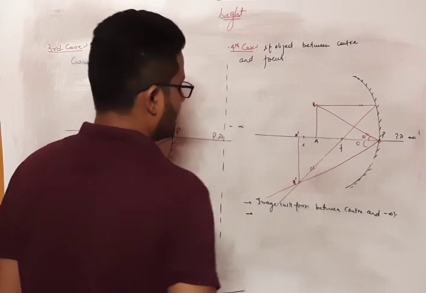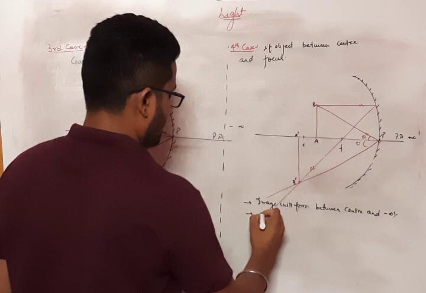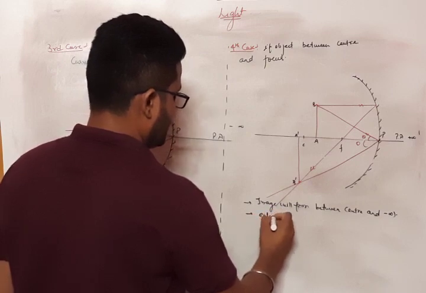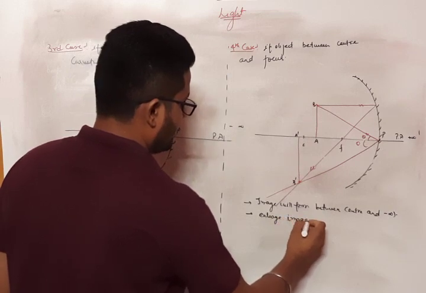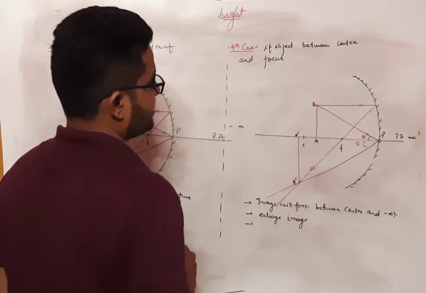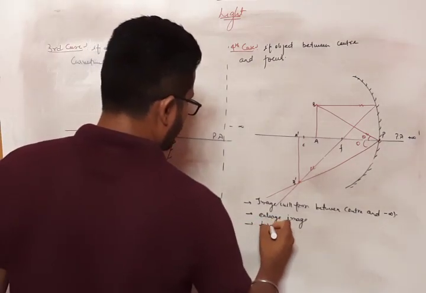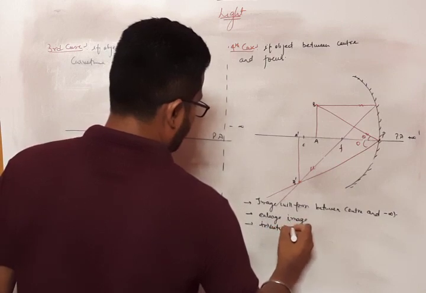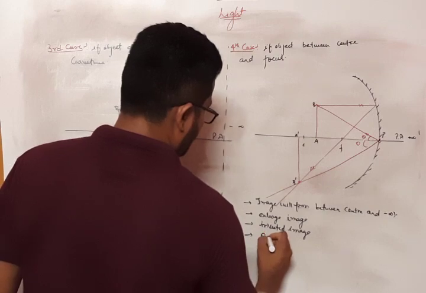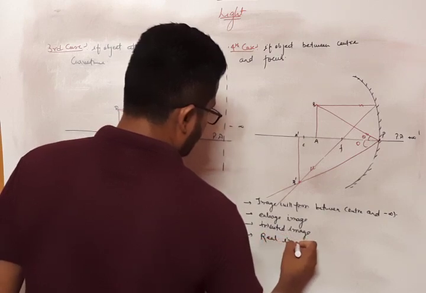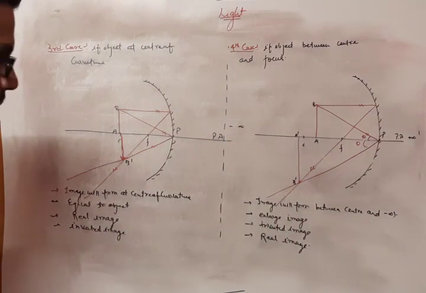Next is enlarged image. Next one is inverted image. And next one is real image. Okay beta, so these are the 4 cases of the concave mirror.